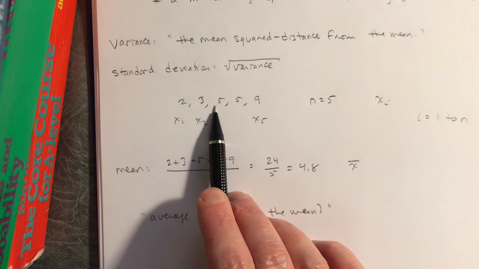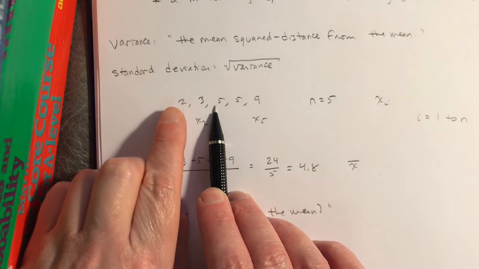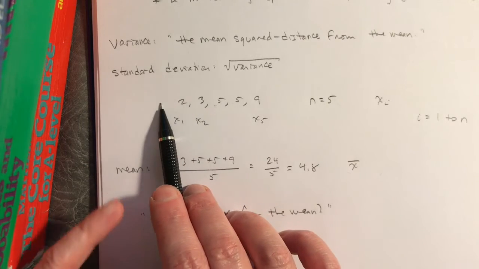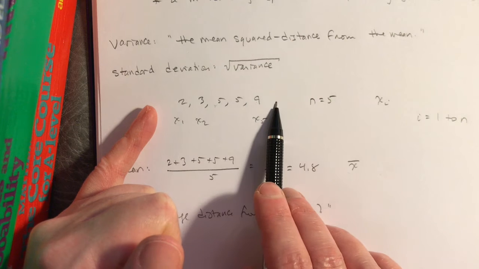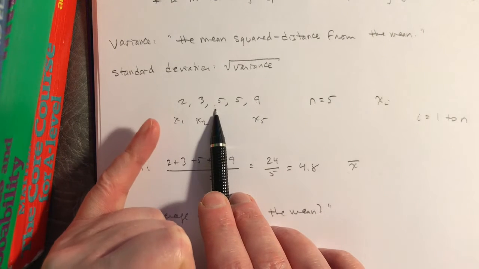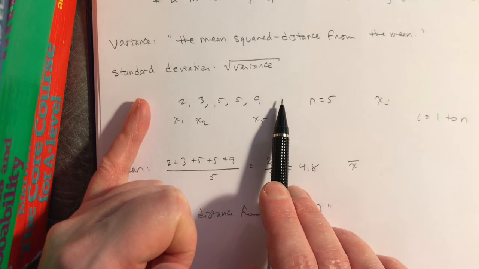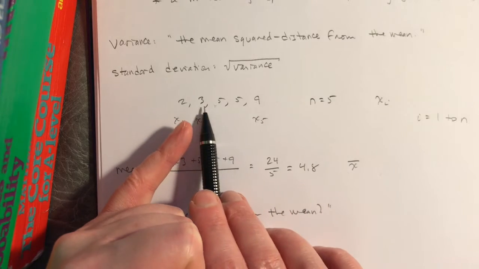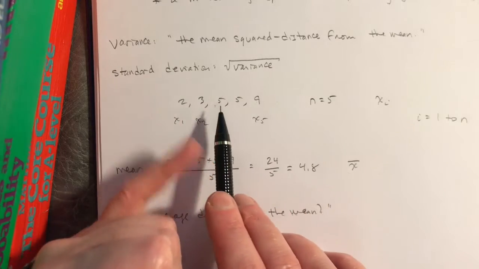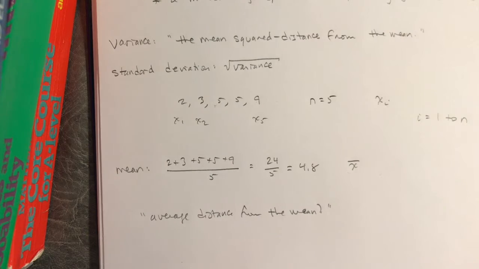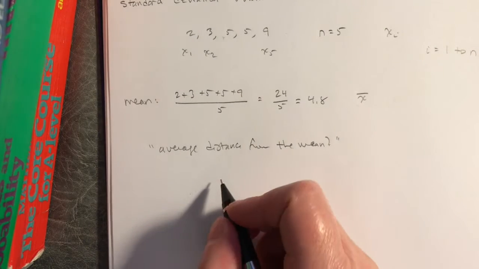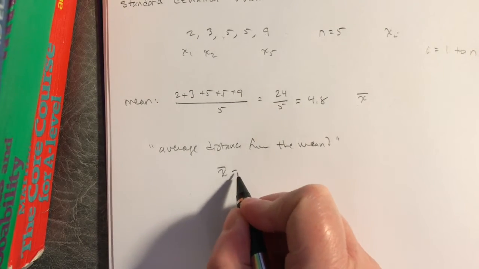Because you could hit a mean of 4.8 if you take this 2 and drop it down to a 0 and take that 9 and bump it up to an 11. You'll still come out with a mean of 4.8, but now my data is more spread out. So I really want to know how far a typical point is from the mean, because that's an idea of tightness.